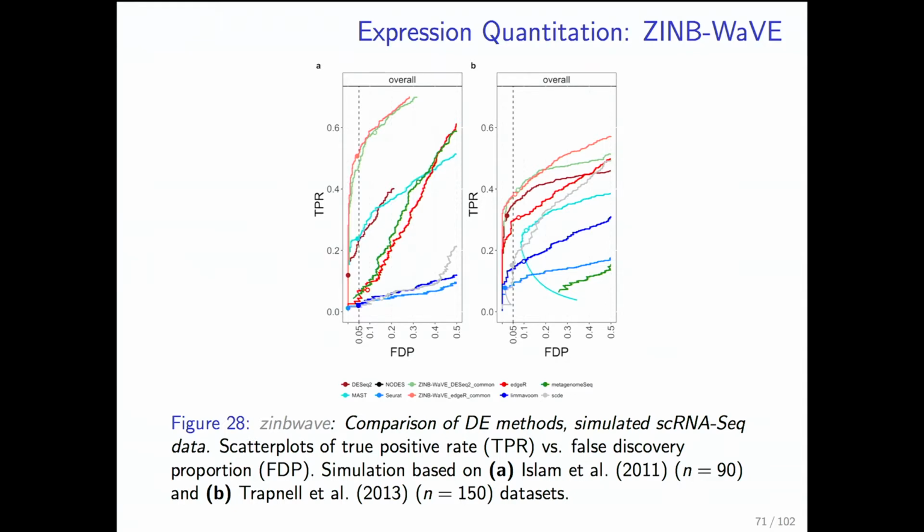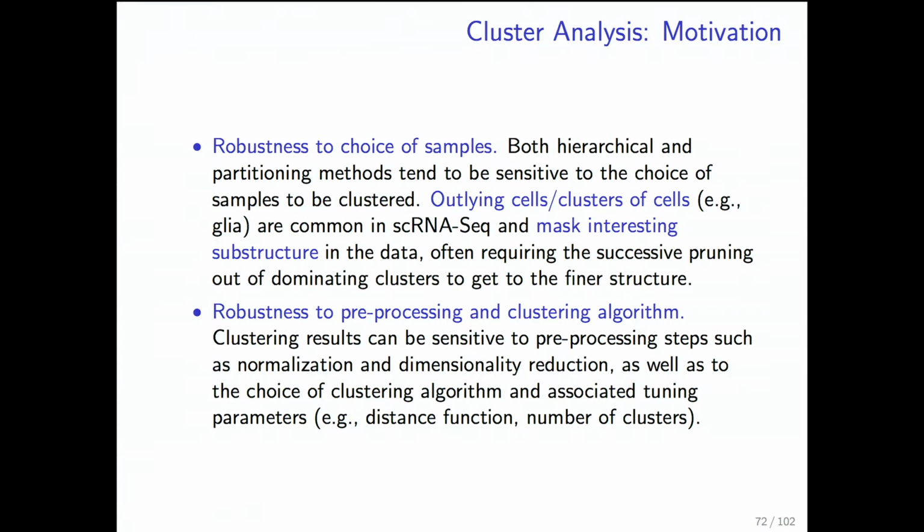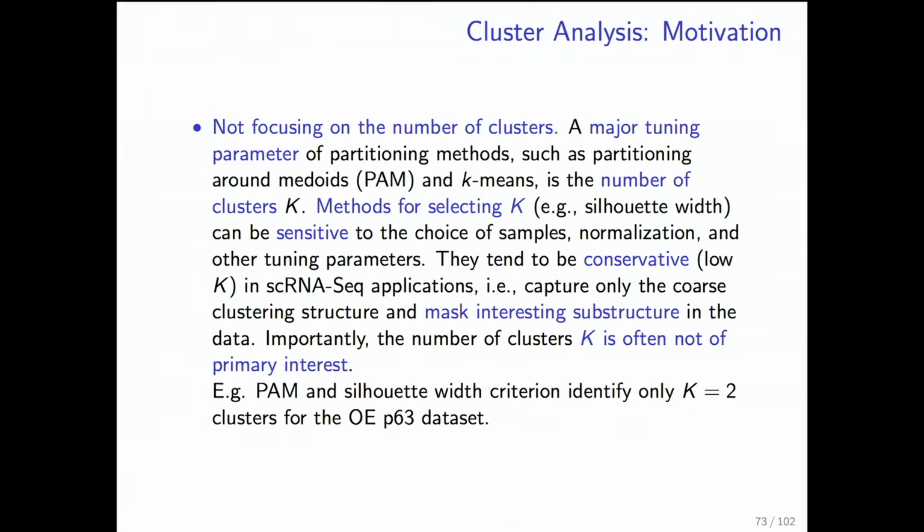So that was just a quick survey of ZinB-Wave. So the next step, let me go back to the OE data sets. Again, we're interested in studying the differentiation of these HBCs into neurons and sustentacular cells. Before we can look at this directly, we need to identify the states in the differentiation process.